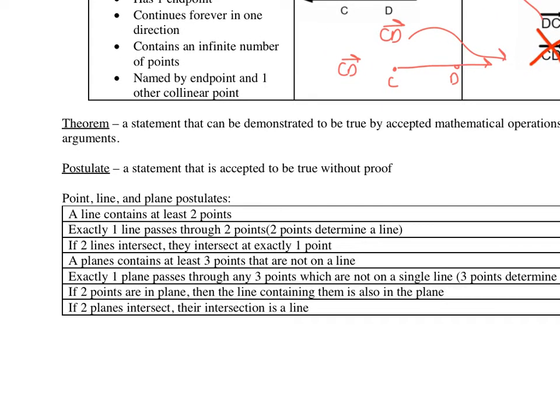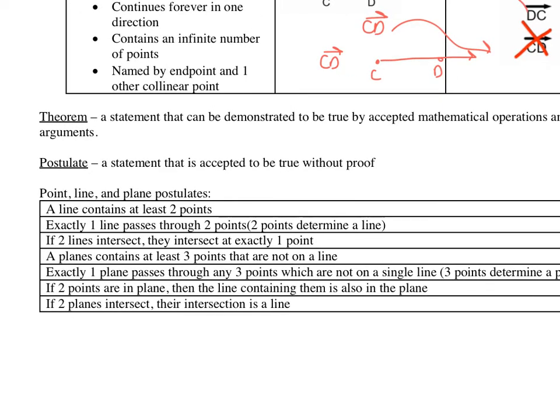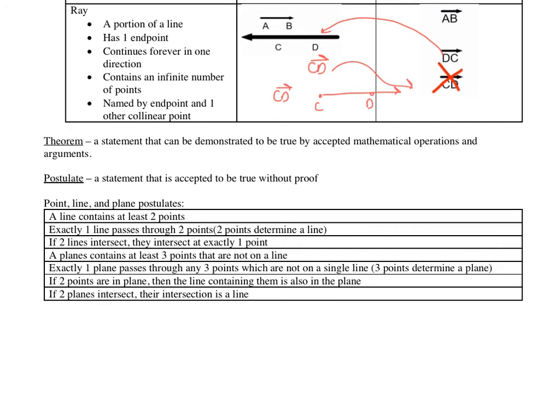For instance, a line contains at least 2 points. Exactly one line passes through 2 points, and 2 points determine a line. If two lines intersect, they intersect at exactly 1 point. A plane contains at least 3 points that are not on the line. Exactly one plane passes through any 3 points which are not on a single line. If 2 points are in a plane, then the line containing them is also in the plane. And if 2 planes intersect, their intersection is a line.